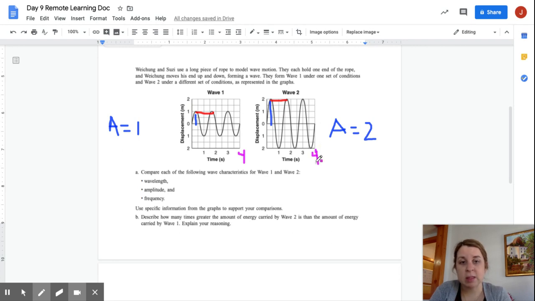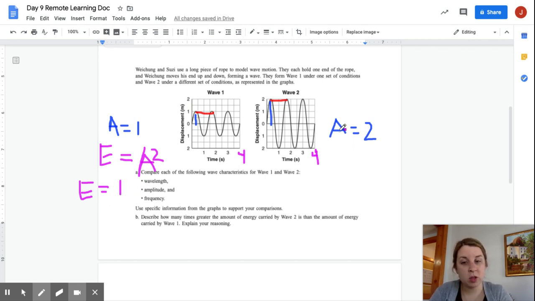Okay, so the only thing that's different about these 2 waves is the amplitude. And so part B asks us to describe how many times greater the amount of energy carried by wave 2 is than the amount of energy carried by wave 1. So we look at this, and remember our equation, so energy is equal to amplitude squared. So for wave 1, we have 1 squared, so that means energy is equal to 1, because 1 times 1 is 1.